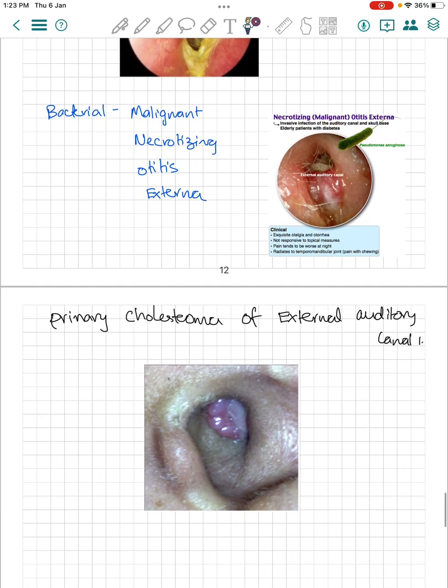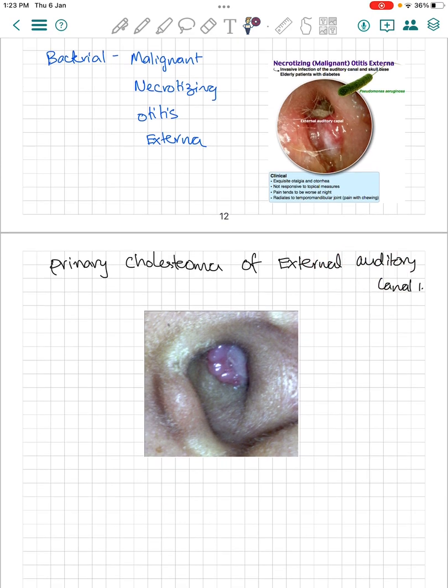Okay guys. Then there may be a primary cholesteatoma of the external auditory canal. The cholesteatoma is usually present in the middle ear, but there may be a benign growth of it in the external auditory canal.